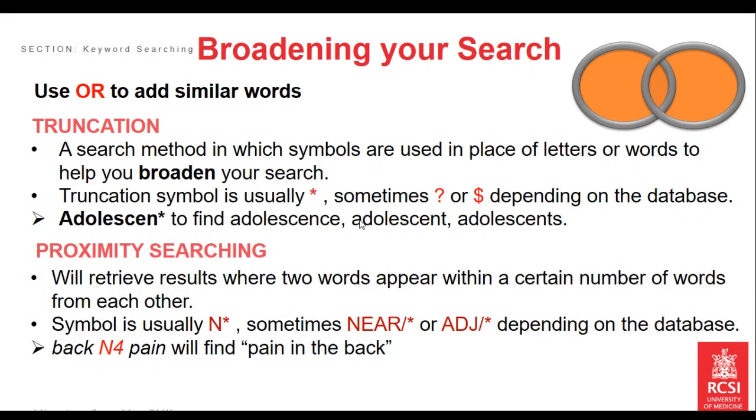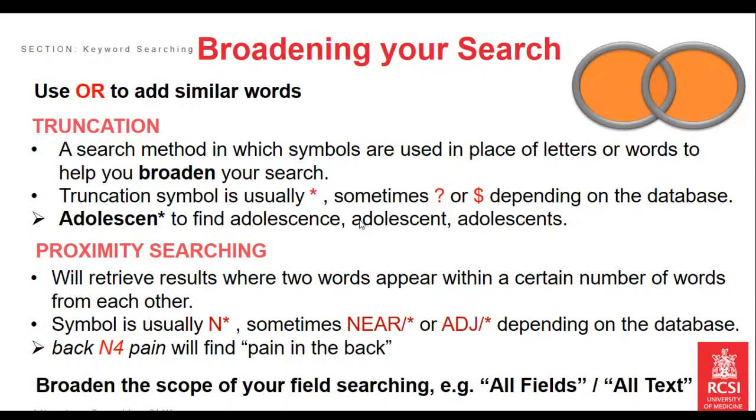Then there's proximity searching. That's telling a database that you want to search for keywords that are within a certain distance from each other. There's a symbol called N, and you put a number, and that would search for where two words appear not next to each other but close to each other. So back N4 pain would find pain in the back. So that might be helpful to broaden out your search.